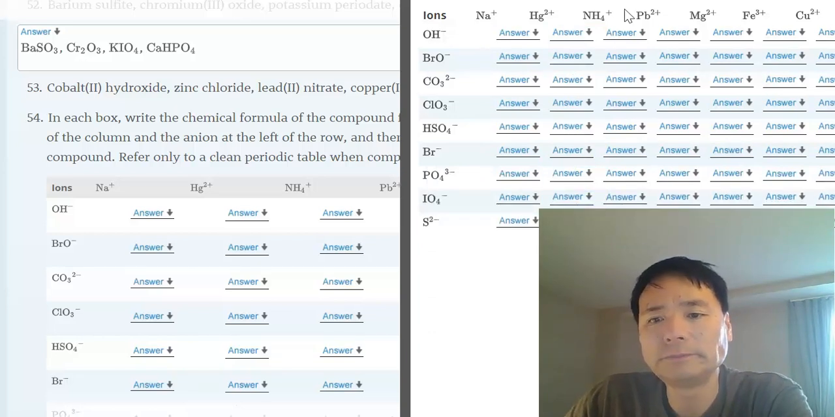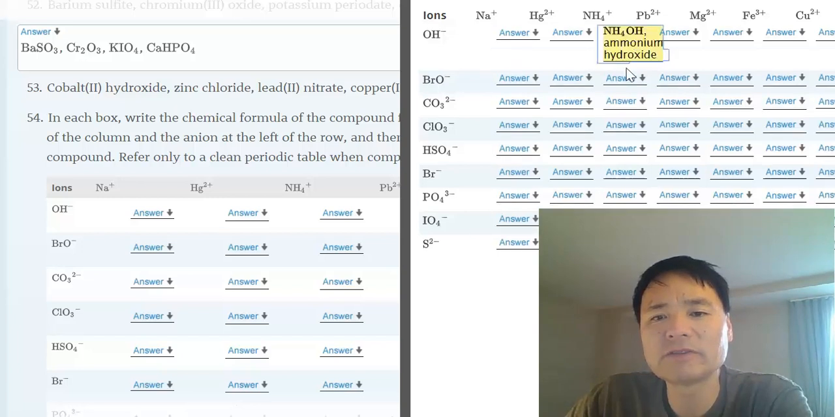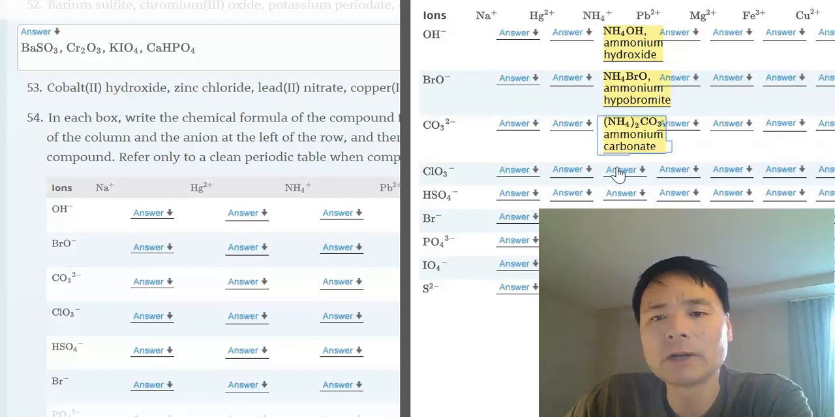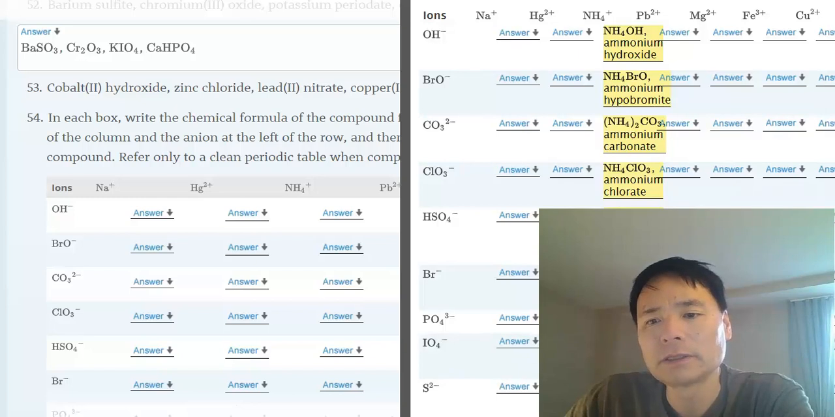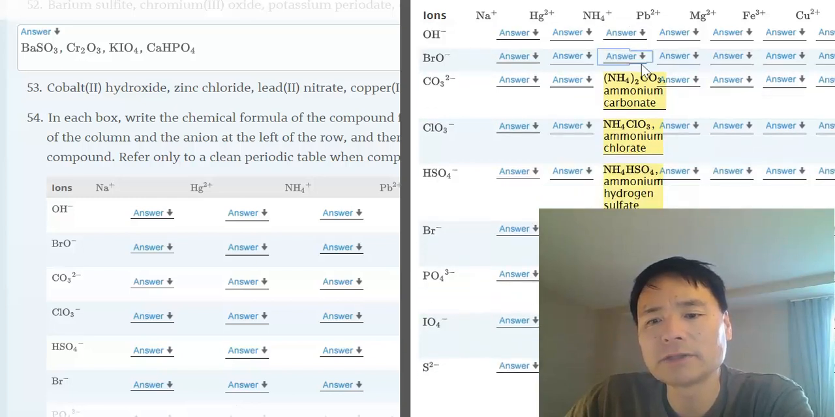Ammonium hydroxide, ammonium hypobromite, ammonium carbonate, ammonium chlorate, ammonium hydrogen sulfate, ammonium bromide, ammonium phosphate, ammonium periodate, and ammonium sulfide. Those would be the names. Actually, these will have the answers in the book too, so you can just see these in the book.